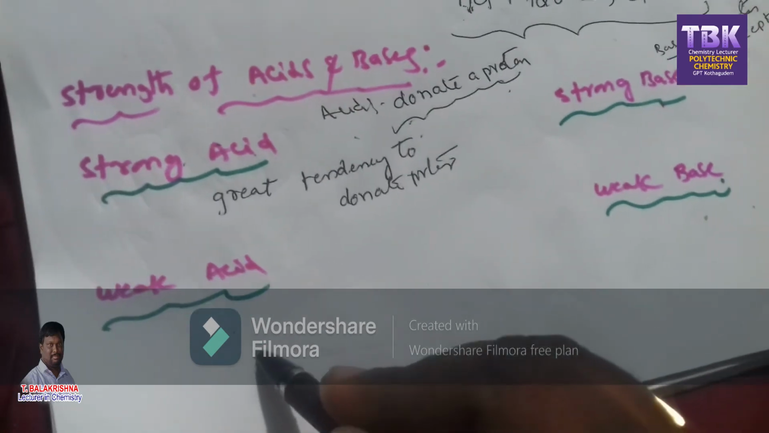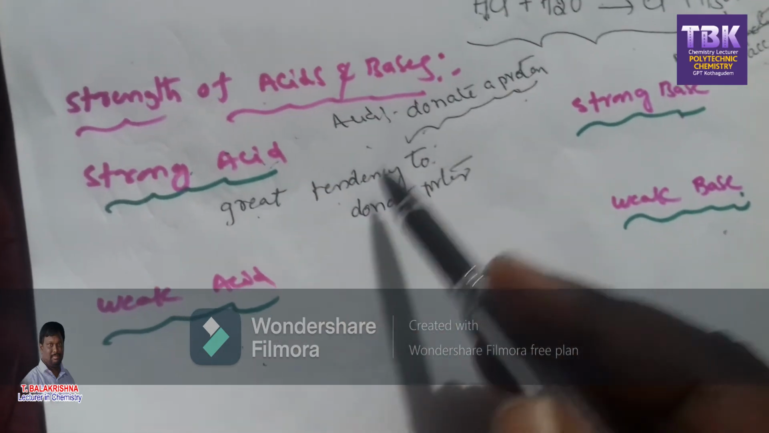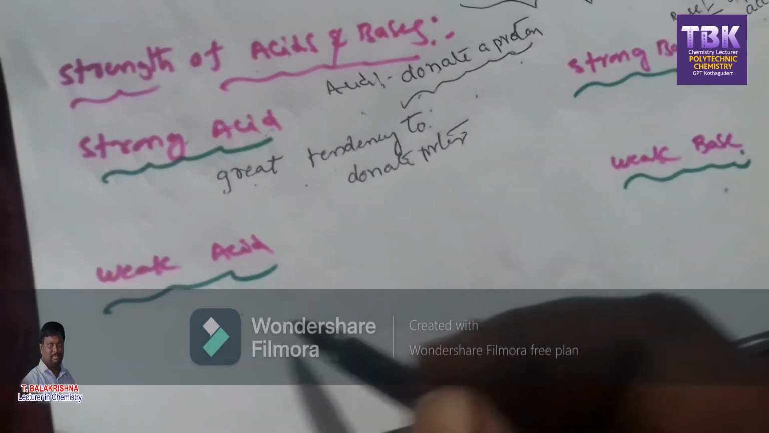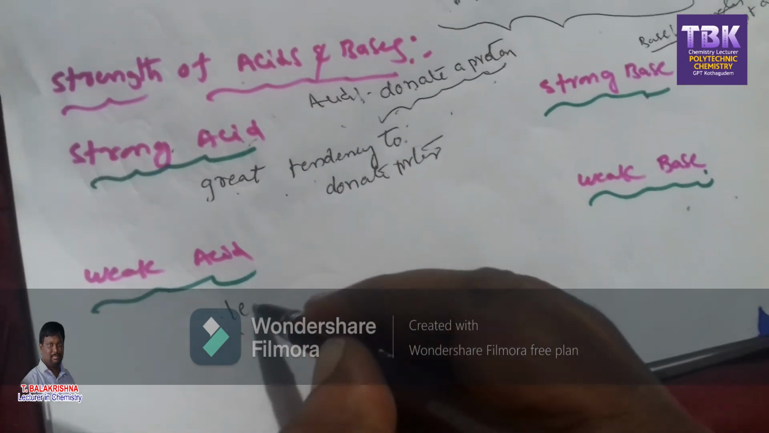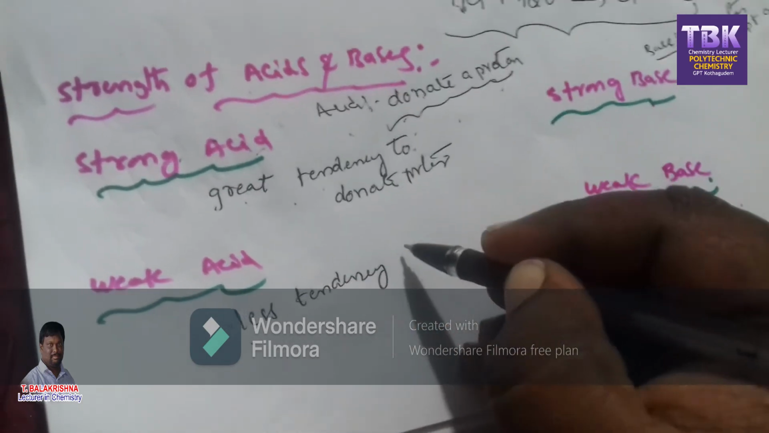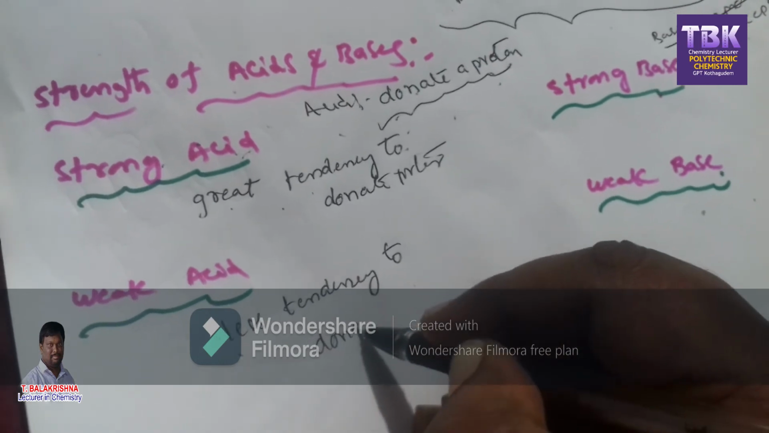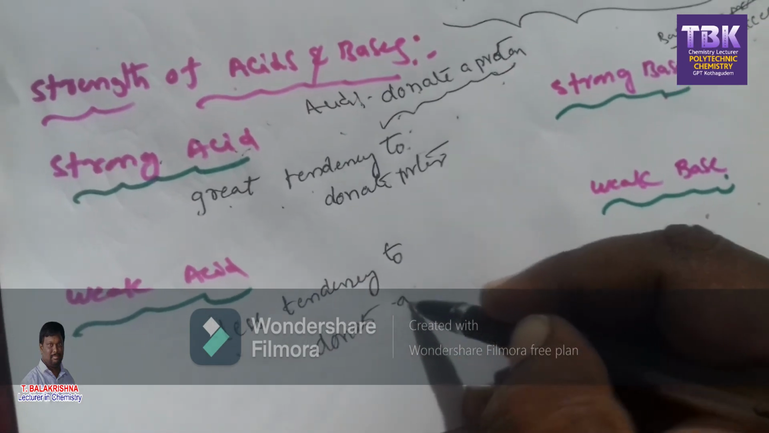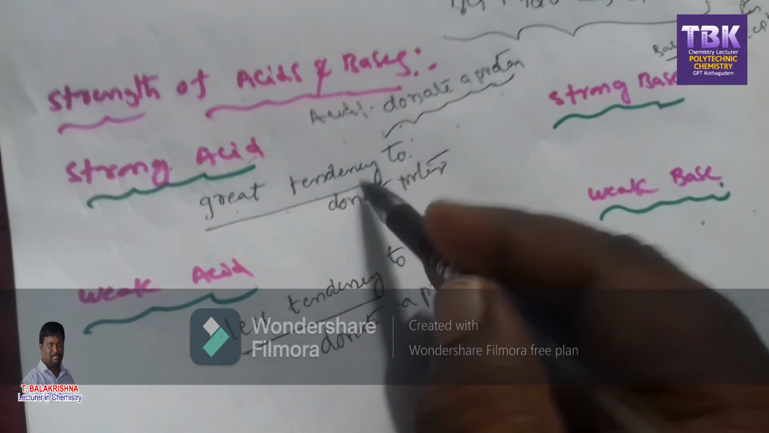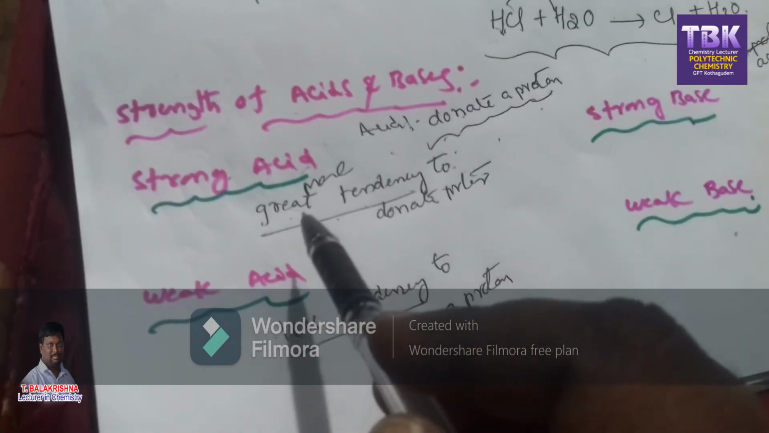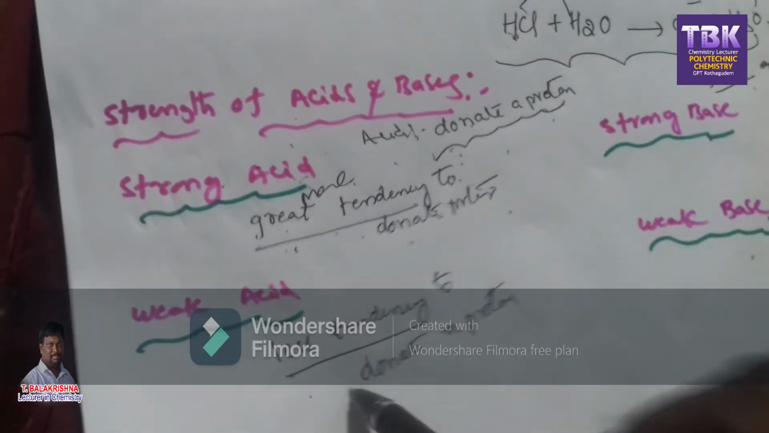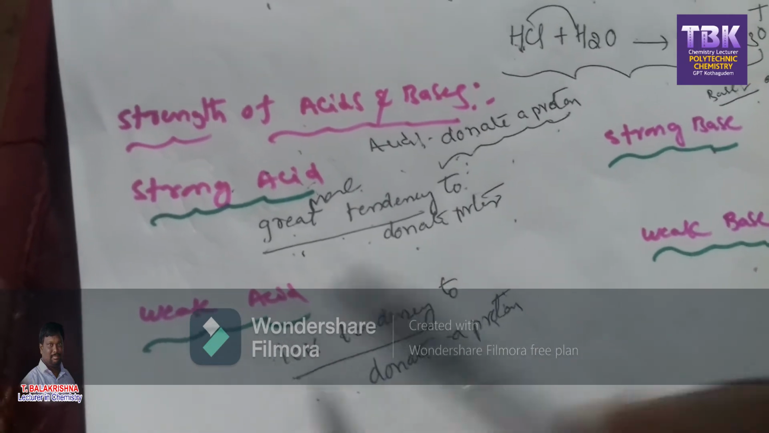What is the definition of weak acid? Great tendency means it can donate more. The one that gives a proton is called acid, and the one that gives more is called strong acid. And what do we call weak acid? Less tendency to donate a proton. The acid with more tendency to donate a proton is called strong acid. The acid with less tendency to donate a proton is called weak acid.